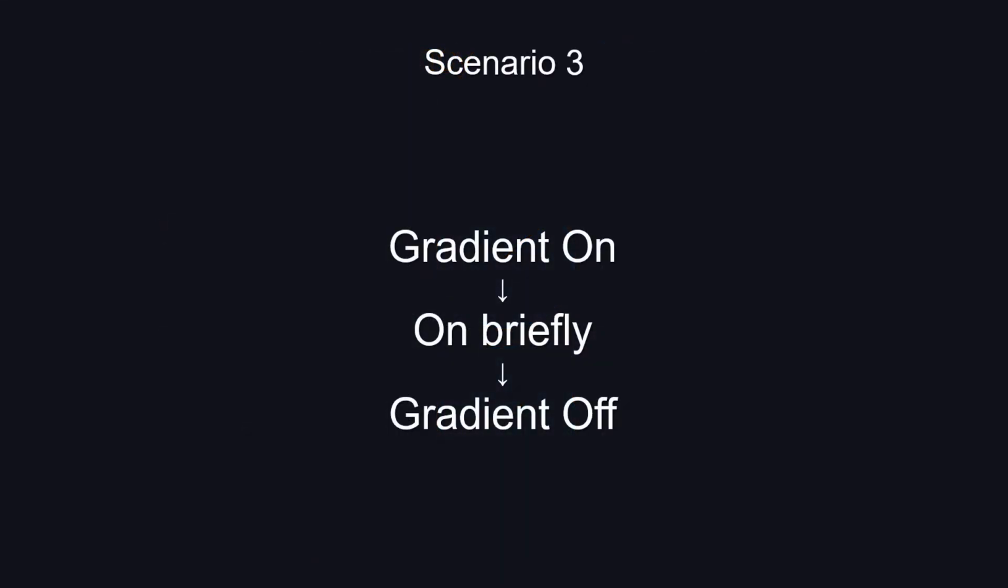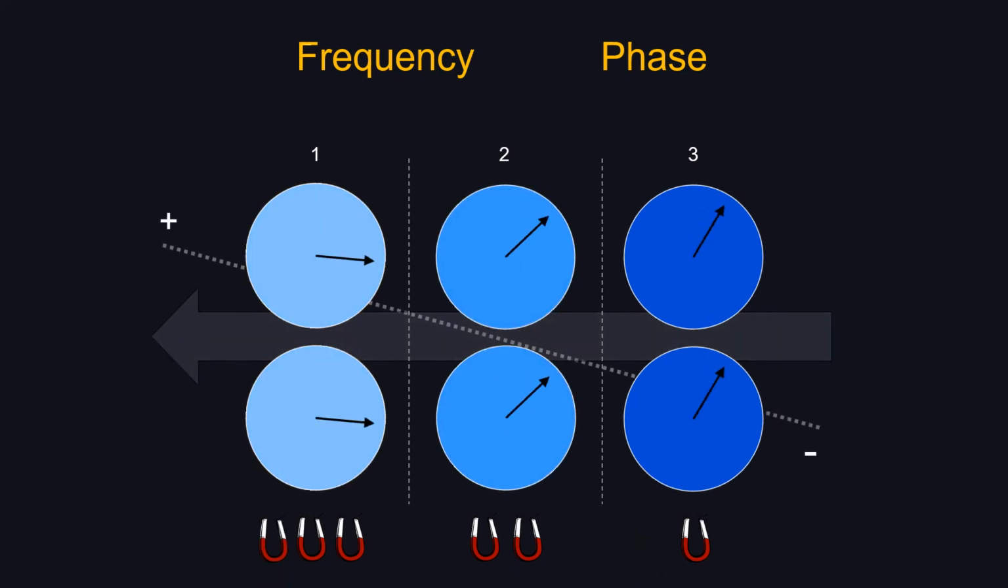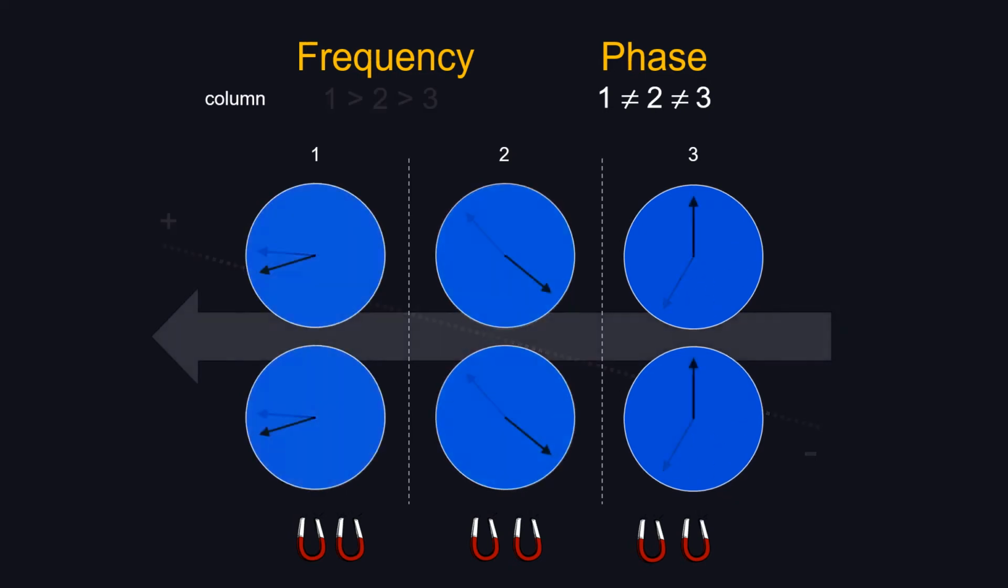Let's take a look at scenario 3. We turn on the gradient, it stays on briefly, and you shut off the gradient. Initially, there's no gradient, so column 1, 2, 3 have the same frequency and same phase. And you turn on the gradient, the frequency is different and the phase is different. So column 1 is faster than column 2, than column 3. What if you shut off the gradient? Now the frequencies are the same again because the magnetic field strength is exactly the same, so they are all going to run at the same frequency or the same speed, but the phase remains different.